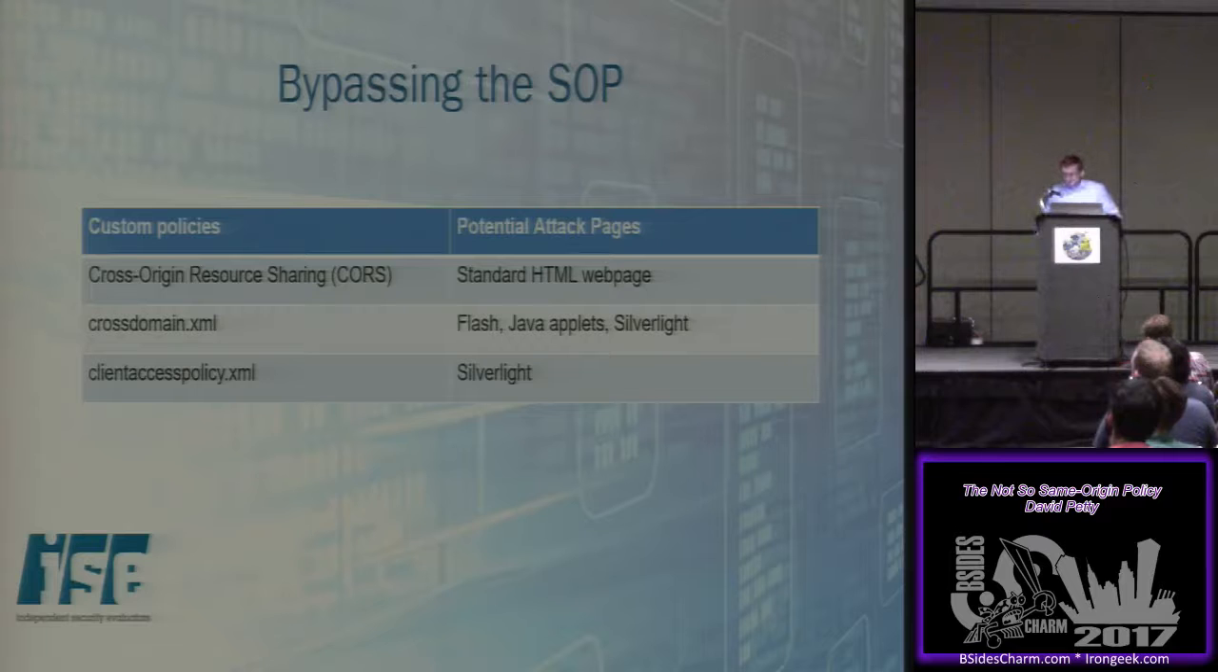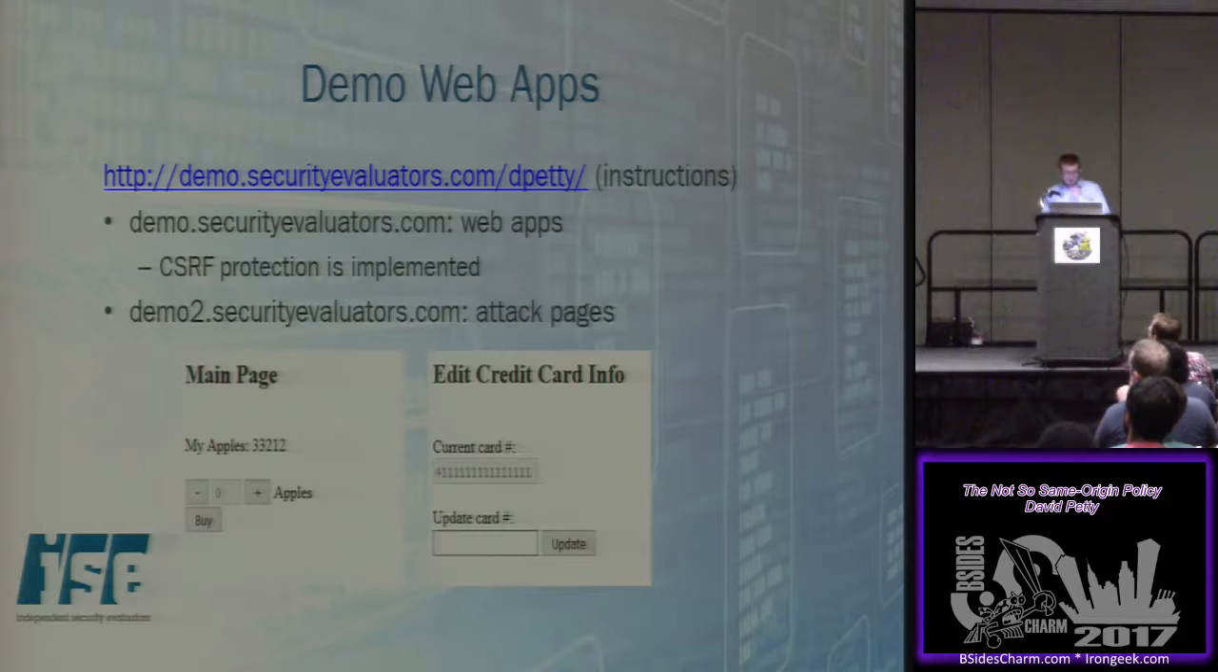Okay. So let's actually go into the same origin policy and custom configurations. There are 3 custom policies I'm talking about: cross-origin resource sharing, CORS, crossdomain.xml, and clientaccesspolicy.xml. These 3 policies have associated attack pages that could be used if they're configured insecurely. For CORS, you can use basically any standard HTML web page. For crossdomain.xml, it's compatible with Flash, Java applets, and Silverlight. And client access policy is exclusive to Silverlight. And we're going to see attack examples soon.